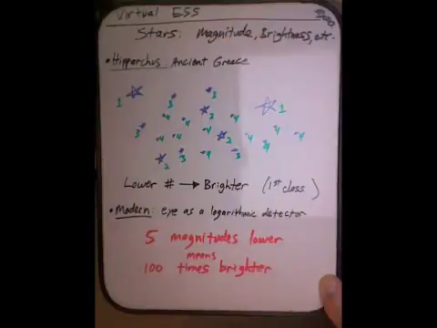We're continuing our discussion of stars. This time we're going to focus on magnitude and brightness and luminosity. So the classification of the luminosity of stars began a long time ago. The earliest one I know of is an ancient Greek guy named Hipparchus. Over 2,000 years ago, he looked up and started giving stars numbers to define their brightness.